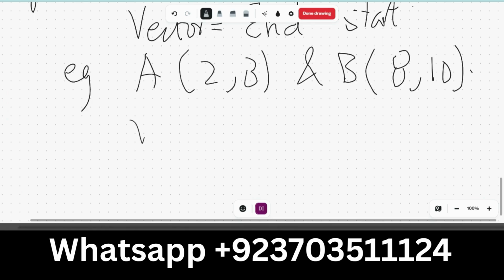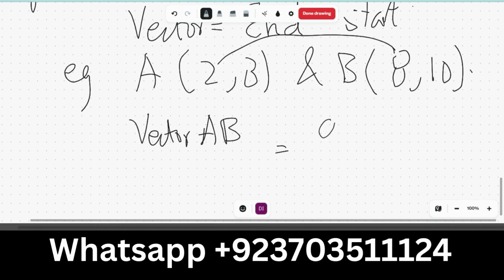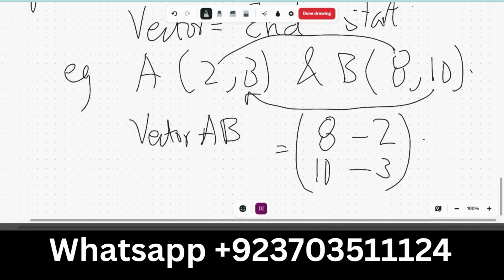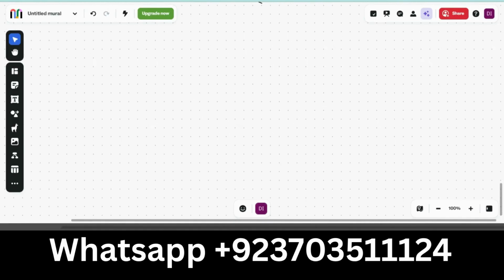So vector AB would be equal to the end vector minus the start vector, so 8 minus 2, and the second component is 10 minus 3. So 10 minus 3. That will give us 6 by 7. That is a vector.